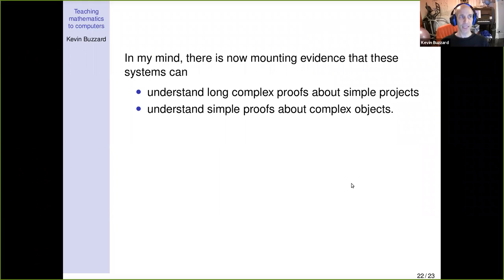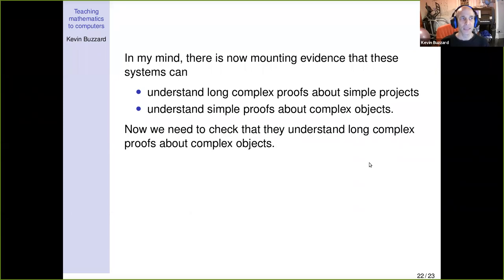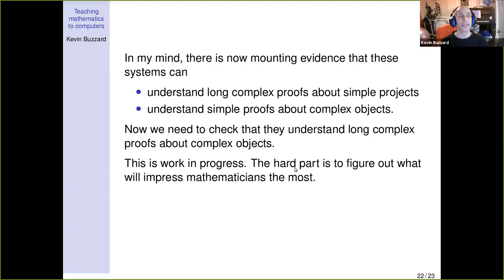So in summary then, I think there's mounting evidence that these systems are going to be changing soon. We know already they can understand complex proofs about simple objects, but we're beginning to see them now understanding simple proofs about complex objects. One next big thing we need to check is, can they understand complicated proofs about complicated objects? And before we know that, we need to teach it the undergraduate curriculum. So this is work in progress, but that's where we're going.